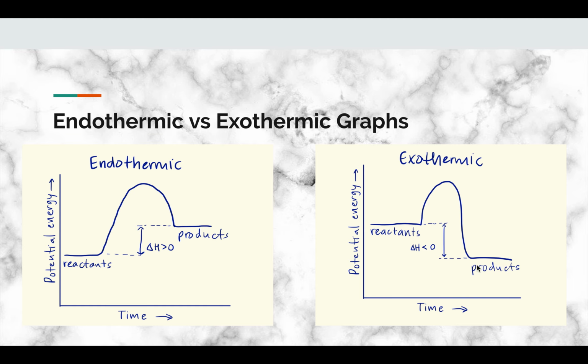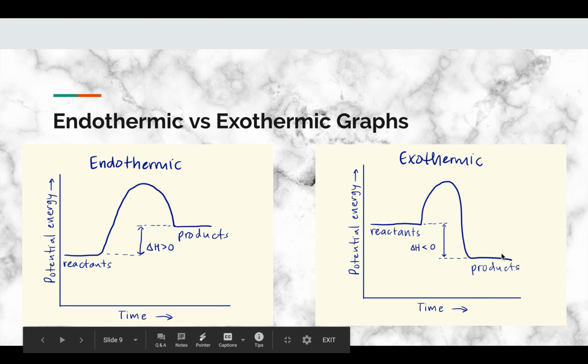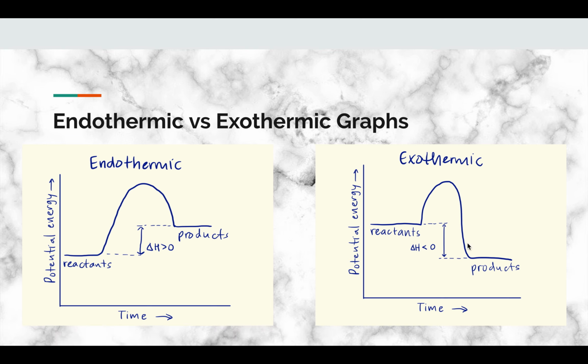And if you look at this exothermic graph, the potential energy of the reactant is higher than the product, but you would still have to use the product minus the reactant to find out the delta H. And in this graph, since the product is lower than the reactant, you would get a negative number, and that's why it's exothermic.